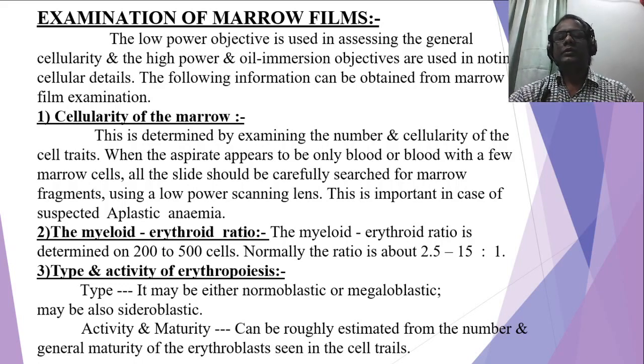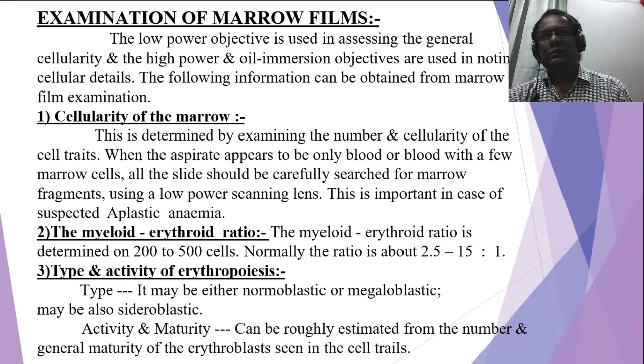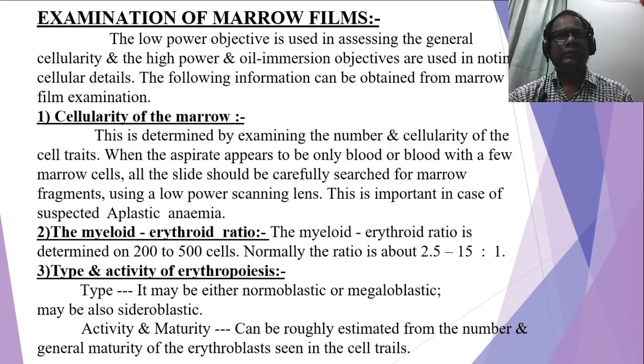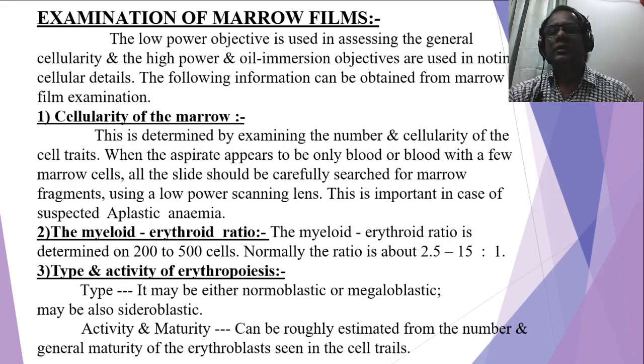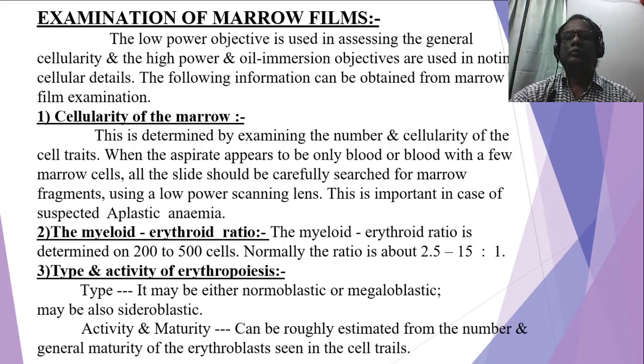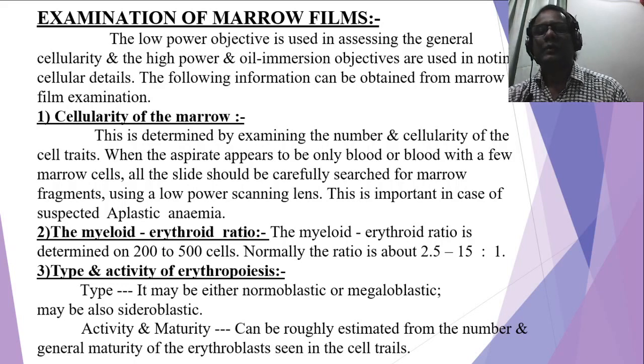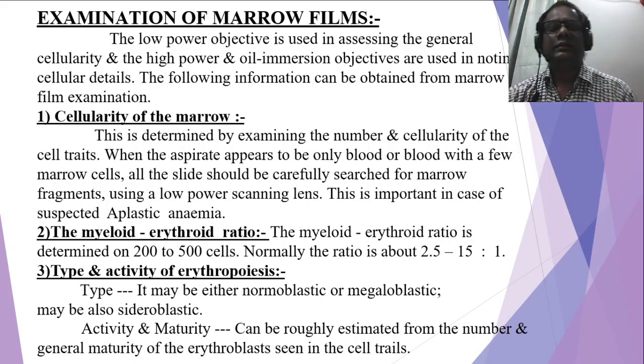After collection, examination of bone marrow. First, collection of marrow particles, then making slide by particle fragments, and then stain with Leishman or Giemsa stain, then examination under microscope. Examination of bone marrow films. The low power objective is used in assessing the general cellularity, and the high power and oil immersion objectives are used in noting cellular details.